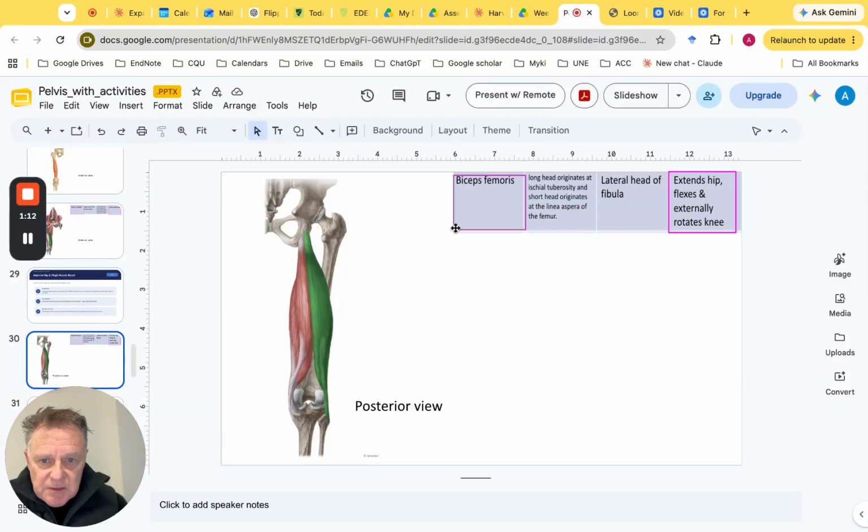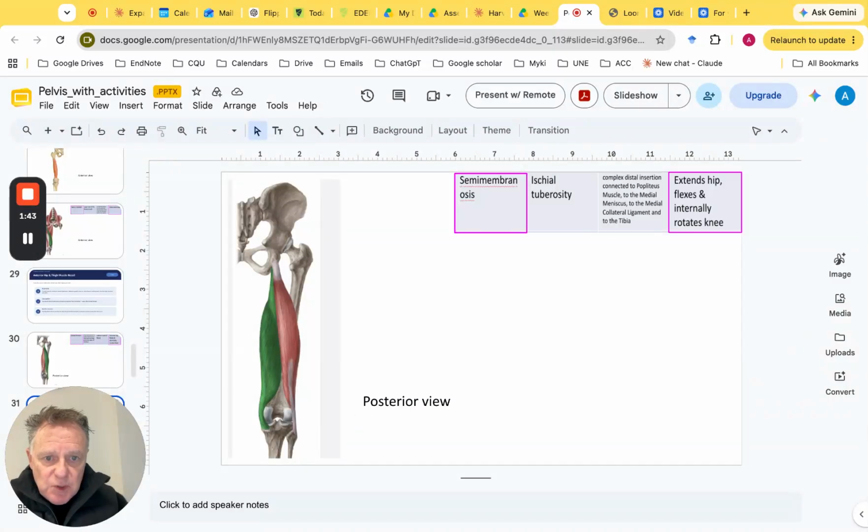As a result, and again, this is a posterior view, it'll extend the hip and, depending on the position of the hip, can cause flexion, and it flexes and externally rotates the knee. Externally rotates the knee. So this is fibula, this is tibia, and so contraction will rotate the knee externally.